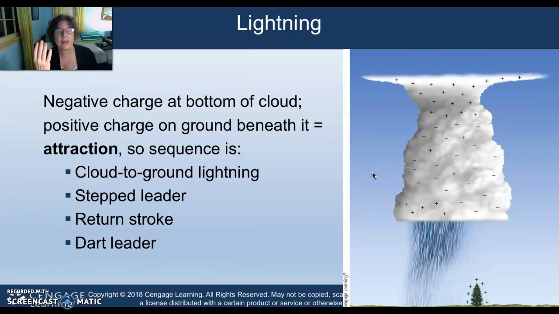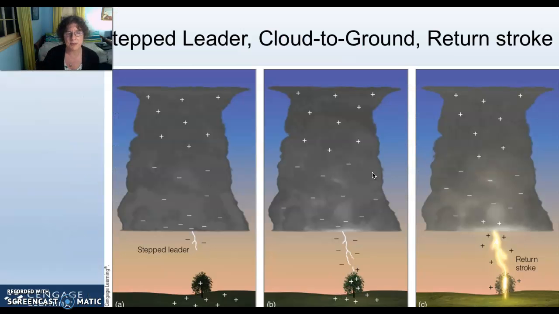There are generally four patterns to the formation of lightning, and that is for cloud to ground lightning. It starts with a stepped leader, then a return stroke, and a dart leader. Let's go into it and show you some pictures.